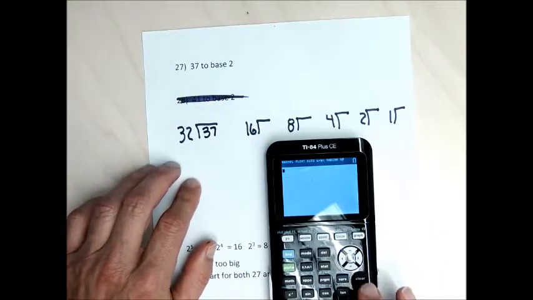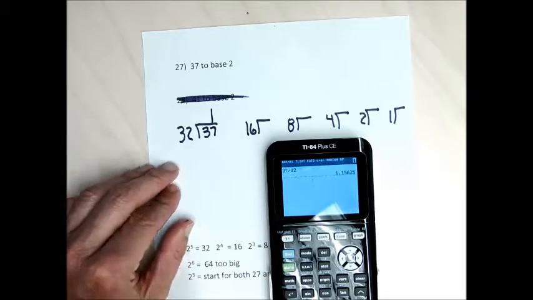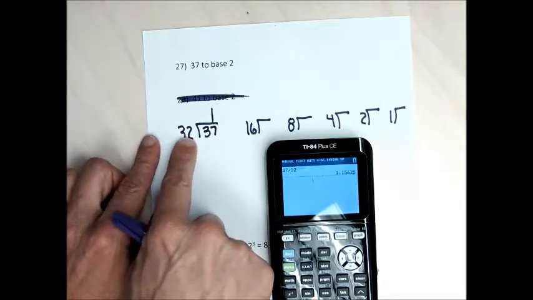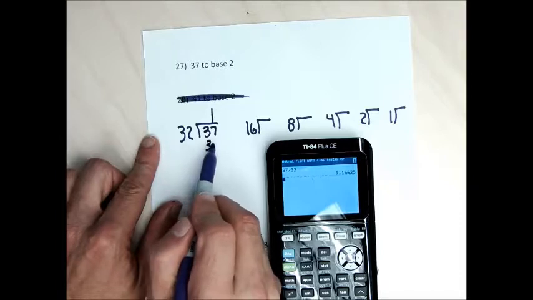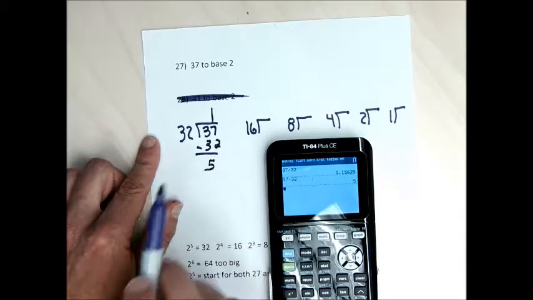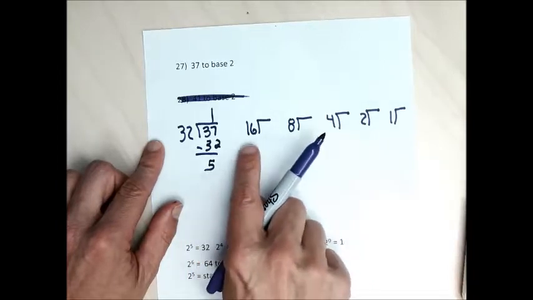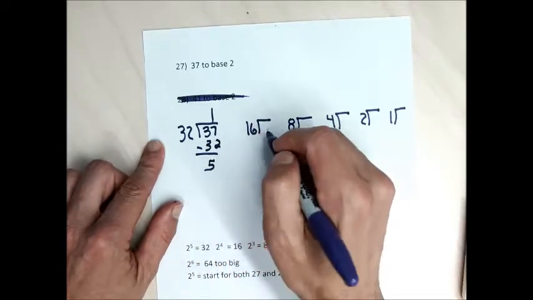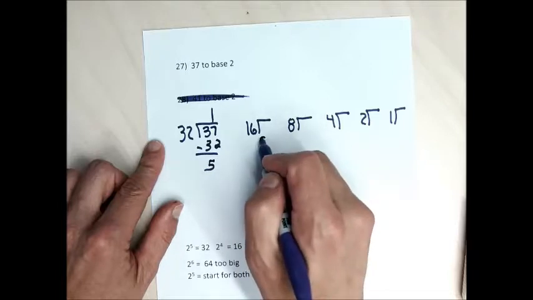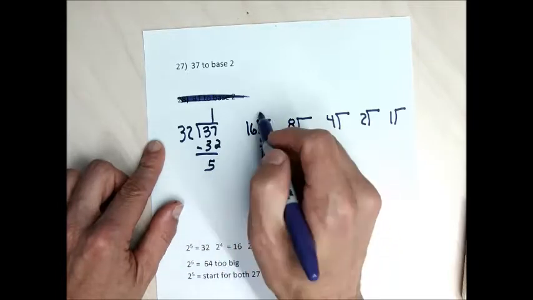I imagine most of you could do this in your head, but I'm going to go 37 divided by 32. I'll get a number. I'll take the non-decimal part, which is 1, and then I'm going to multiply. 1 times 32 is 32. And then I'm going to subtract 37 minus 32 and get 5. This is tricky because I have to look at the numbers that are out front, and my remainder of 5 is less than 16, so I skip this step.